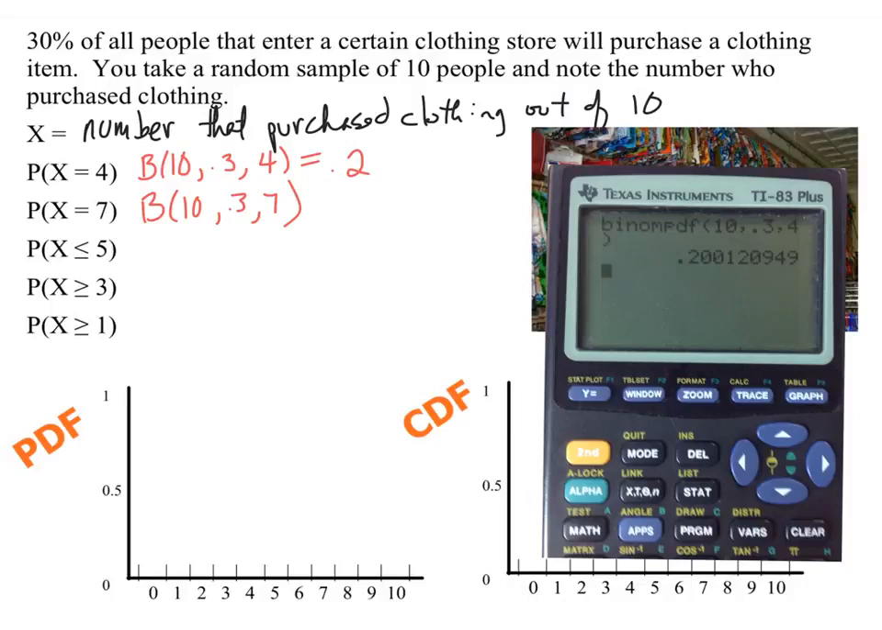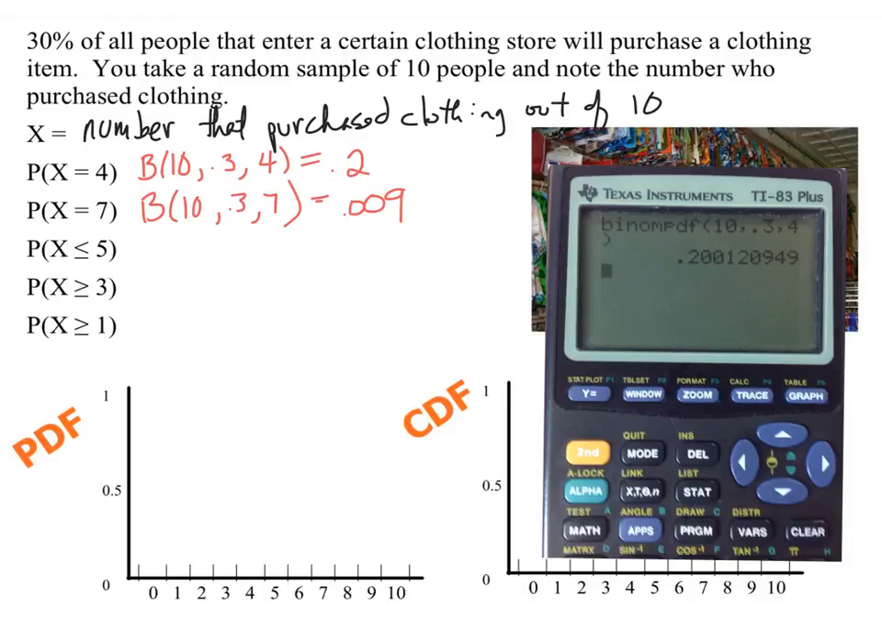So again, you could go and pull this out of that distribution menu. The only thing, of course, that would be different, instead of a 4 here, it would be a 7. So this, if you calculate it, comes out to be 0.009. And that seems really small, and let me explain why it is so small.